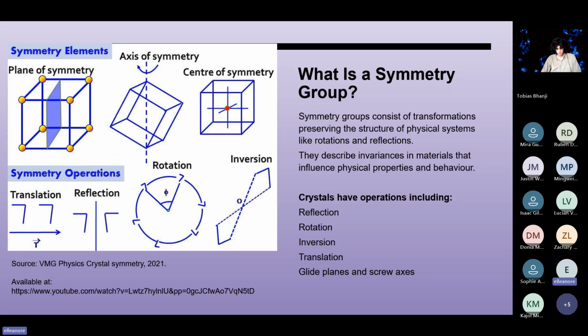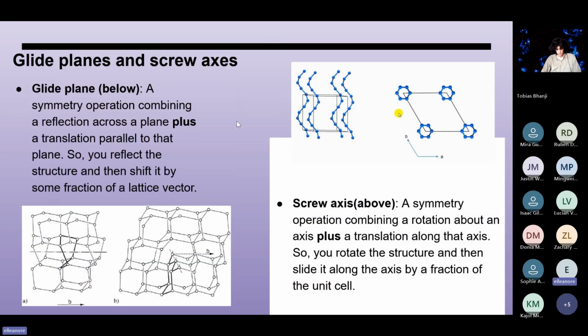So symmetry groups consist of transformations preserving the structure of physical systems, so rotations, reflections. They describe invariances in materials that influence physical properties and behavior, and of course that's really important for its use in industry. So crystals have operations including, which we can see in the diagram here, reflection, rotation, inversion, translation, and then the final part is glide planes and screw axes.